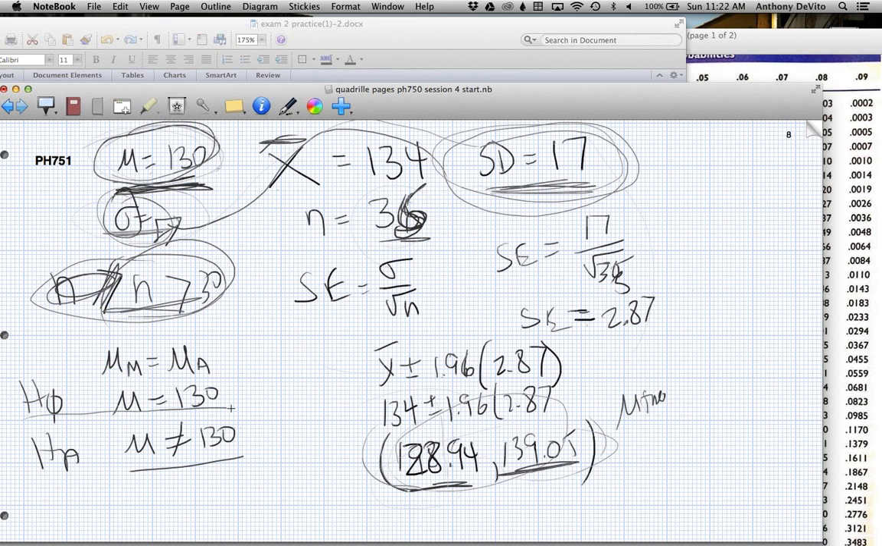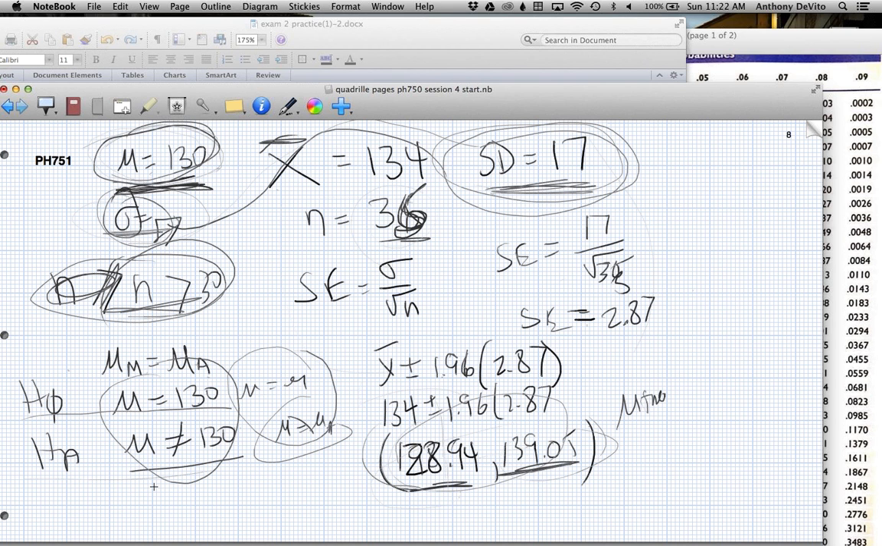Null hypothesis, mu is equal to 130. Or you could also look at it as the mu that the owner claims is not equal to the mu that we claim. So you could either look at it this way, or you could look at it this way, since we know the manufacturer is claiming 130. Either way is a good way to state it. Now I'm going to go and do this test.